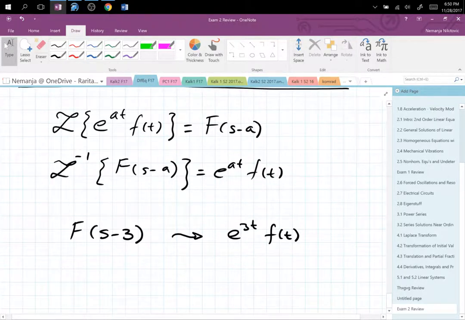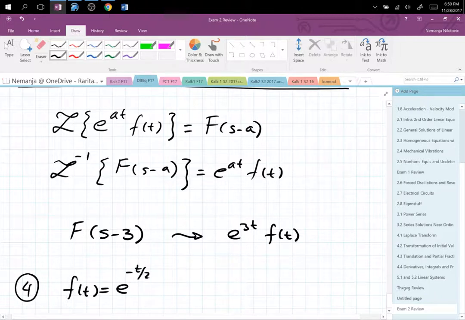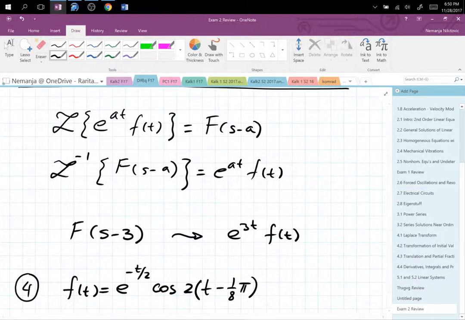Number four. It was a homework problem. Which section is it? So f of t is equal to e to the negative t over 2 times cosine of 2 times t minus 1 over 8 pi, and we are supposed to just find the Laplace transform for something like this.